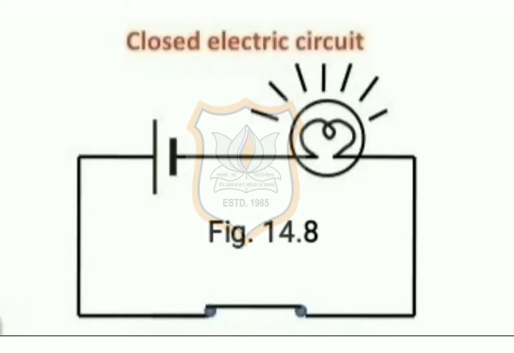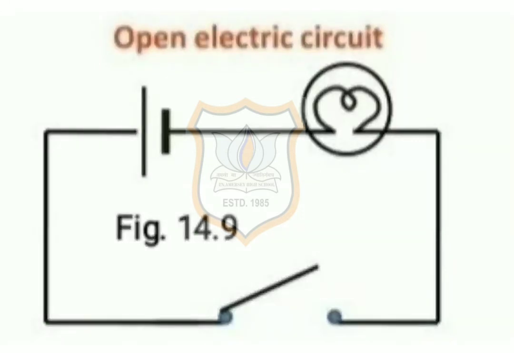Students, the key or switch can be placed anywhere in the circuit. When the switch is in the on position, the circuit from the positive terminal of the battery to the negative terminal is complete. The circuit is then said to be closed and then current flows throughout the circuit instantly. When the switch is in the off position, the circuit is incomplete. It is said to be open. No current flows through any part of the circuit.